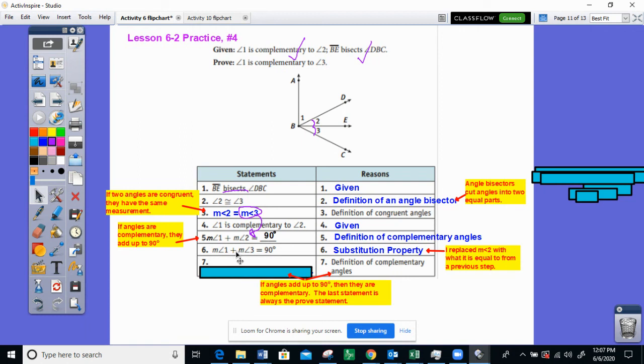So let's see. This is telling us that these two angle measures add up to 90 degrees. What do we know about angles whose measures add up to 90 degrees? We know that they're complementary. So that gives us the statement that we were trying to prove.